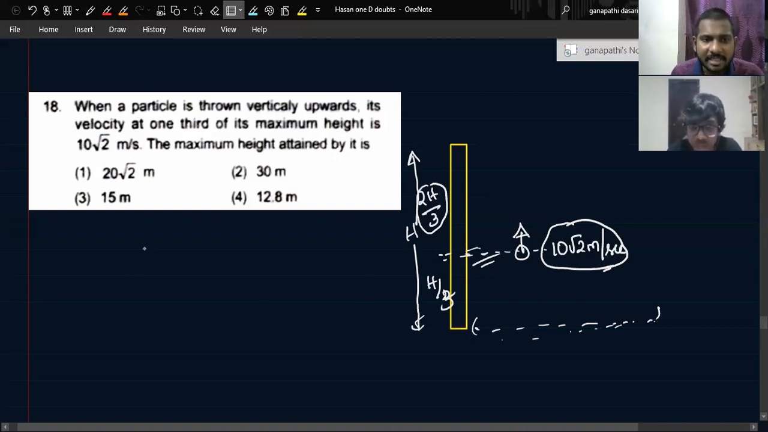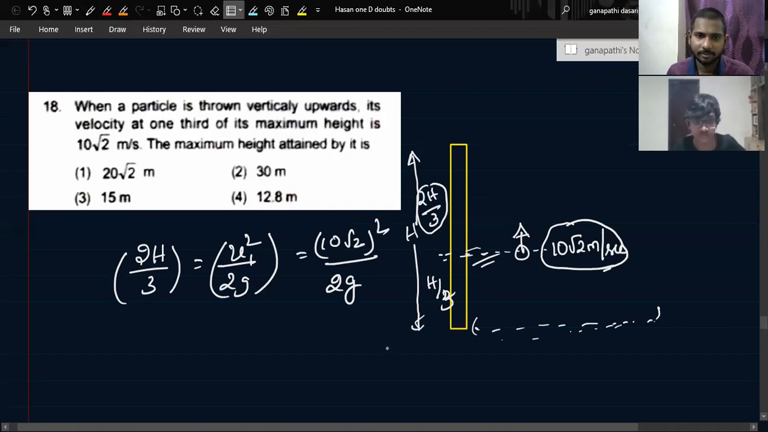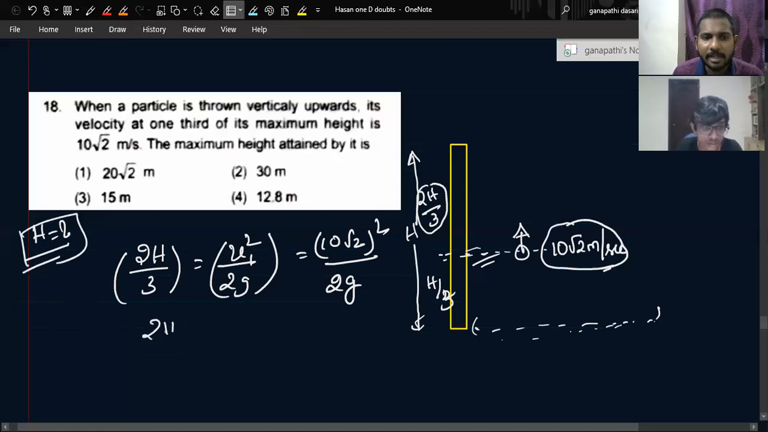So can we say maximum height, that is 2h/3, is equal to u square by 2g, isn't it? That is equal to 10 root 2 whole square by 2g. Did you get the point? Then we got the answer. We need to get what? H, isn't it? We got 2h/3 is equal to 100 into 2 divided by 2 into 10.